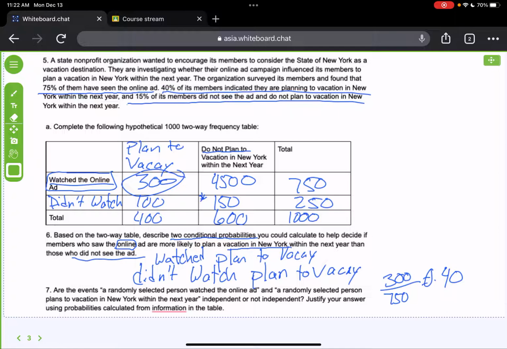Now let's look at the ones who didn't watch, which is 100, that still plan to attend, which is here. So that's out of 250. And that's also 40%. So those are independent events because they have the same probability.